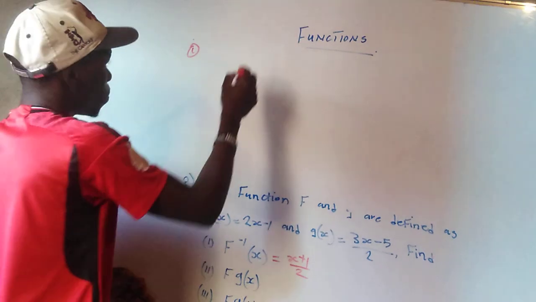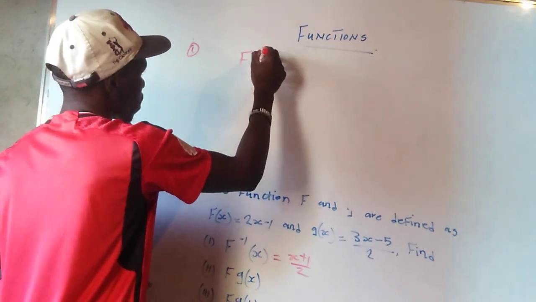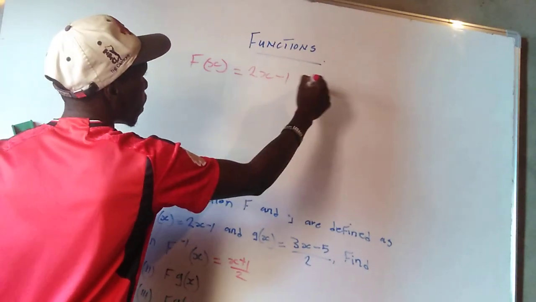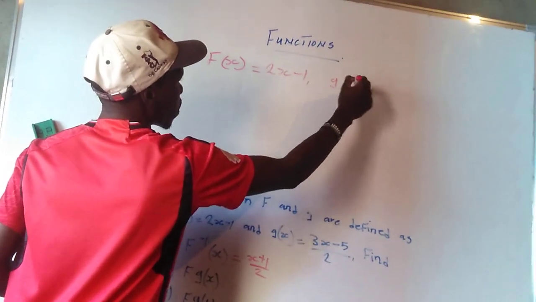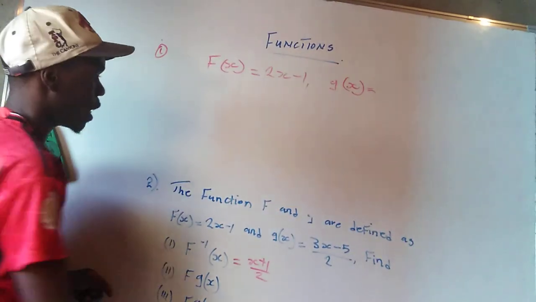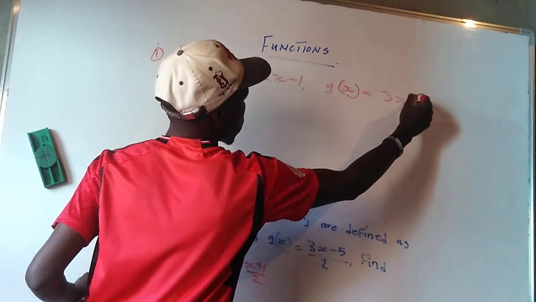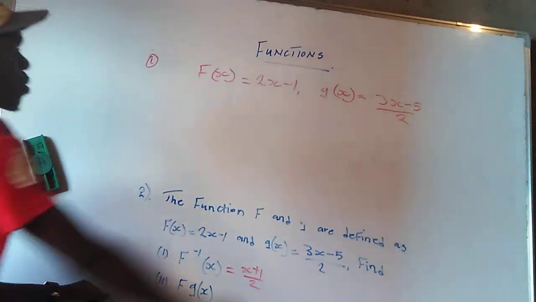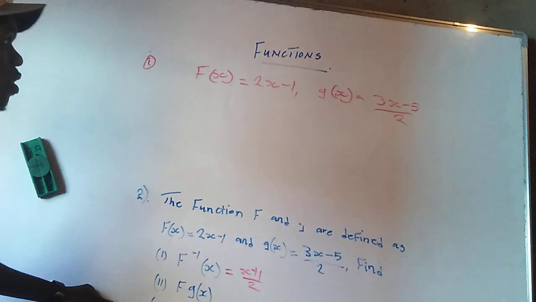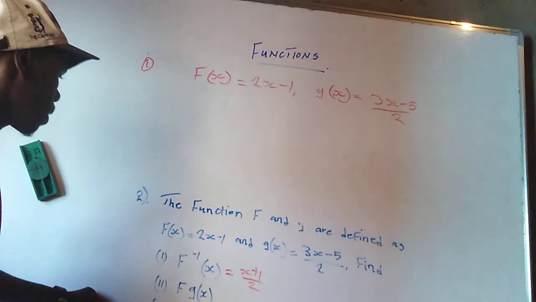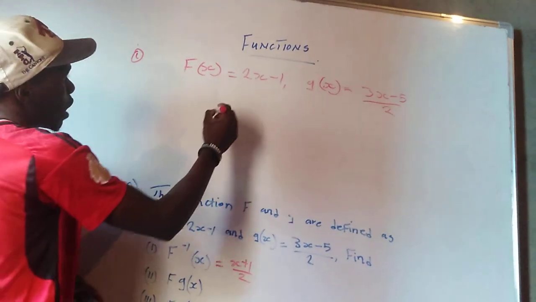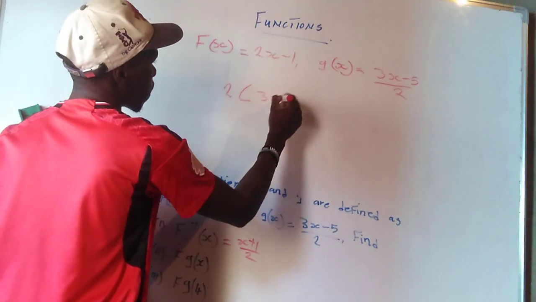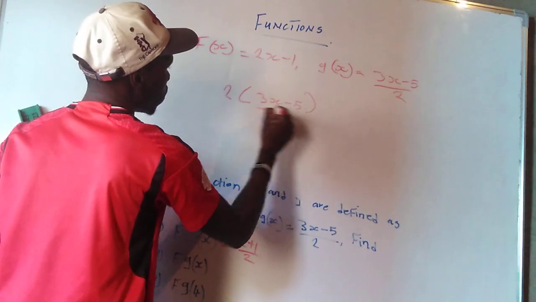Just bring down the functions: f of x is equal to 2x minus 1, and also g of x is equal to 3x minus 5 over 2, like that. So this function is going to be inside that function. The entry point is x. f is the one which is outside. I will bring a 2 here. I'll open a bracket and say 3x minus 5, close, divided by 2.